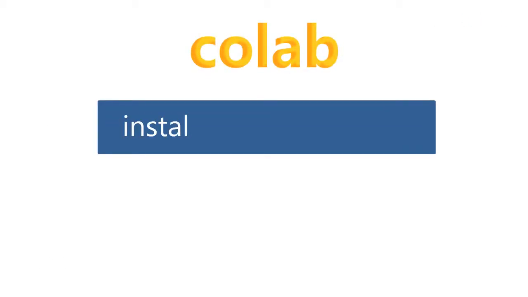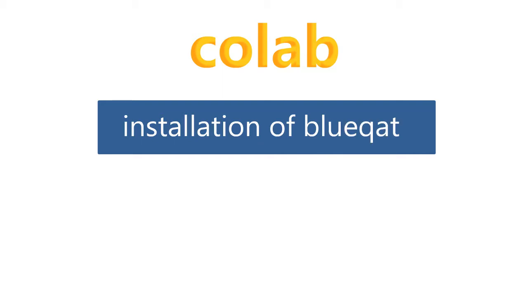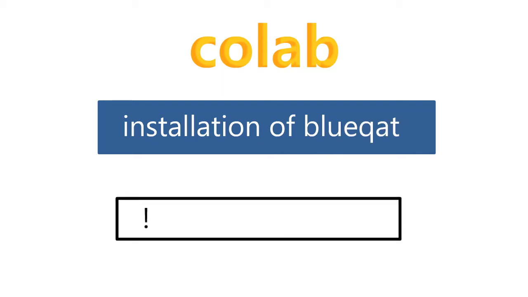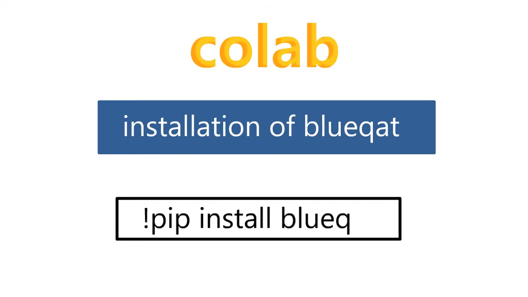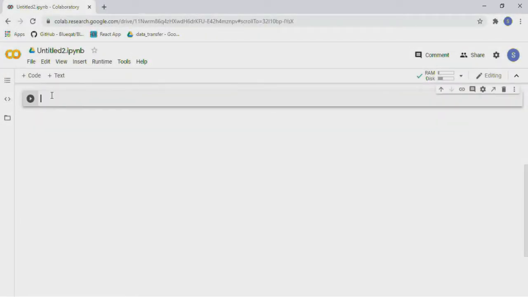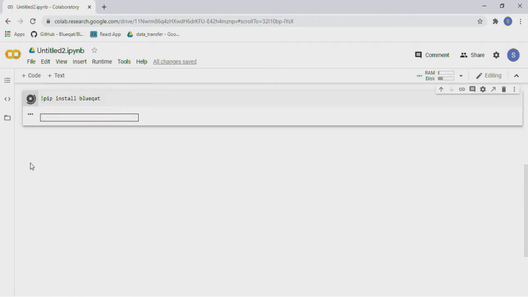Like we did in previous video, we will start with installation of Blueqat. We can do it by using this code: !pip install Blueqat. Type the code that was shown earlier in Google Colab. Then click on play button and Blueqat will be installed.